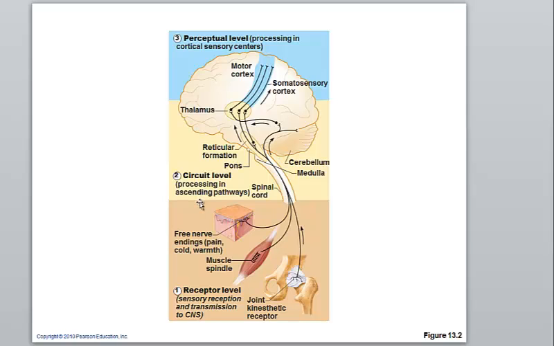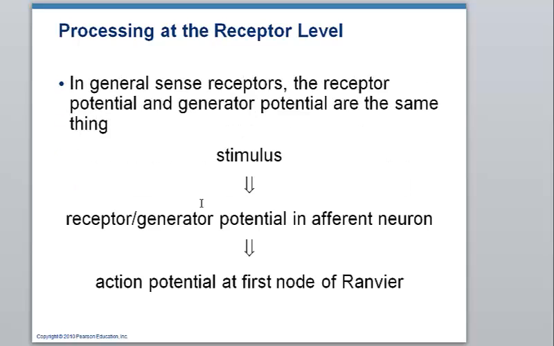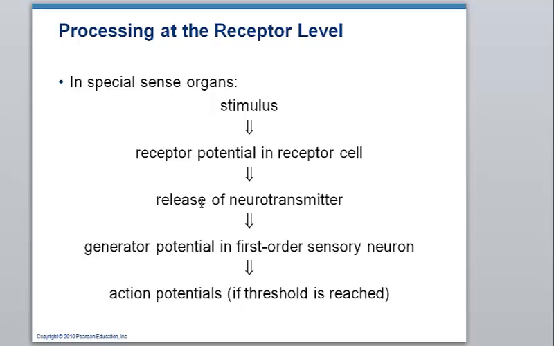Okay, processing. At the receptor level, your graded potential is being formed. That's your receptive field. Once the stimulus is applied within that field, the graded potential forms. For example, you see where your eyes are located. You cannot see behind your head because there is no receptive field over there. You can't receive the light energy that way, right? So that's a receptive field. That energy is converted into graded potential, also called receptor potential. And finally, it becomes your action potential at the first node of Ranvier and is then carried to your CNS. This is the processing at the receptor level.